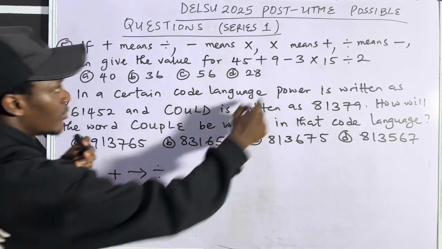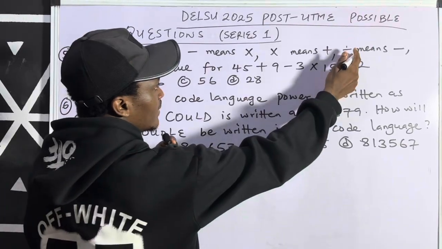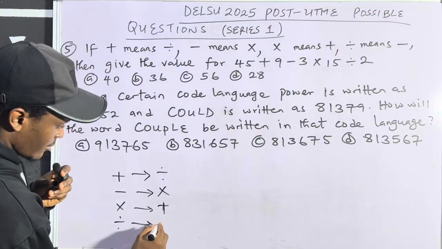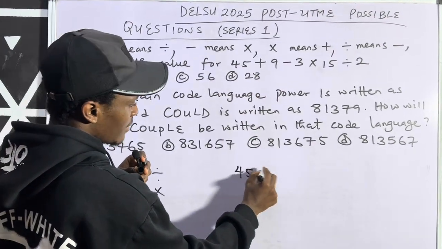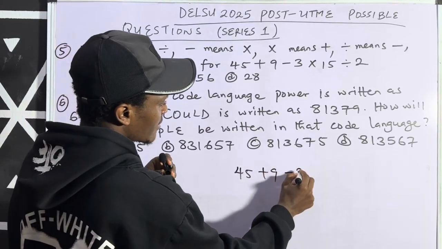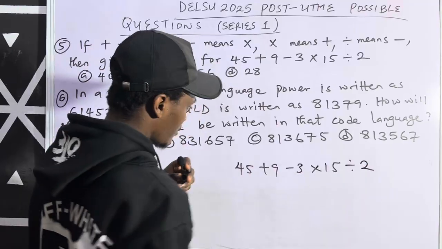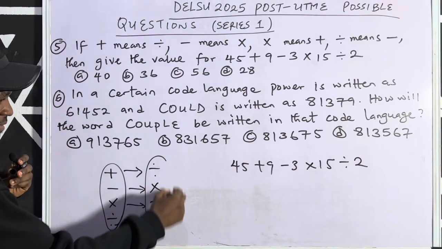Multiplication now means what? Plus. Right? Then division now means minus. So this was the expression we are given: 45 plus 9 minus 3 times 15 divided by 2. So now all these signs we are to convert them in this expression.